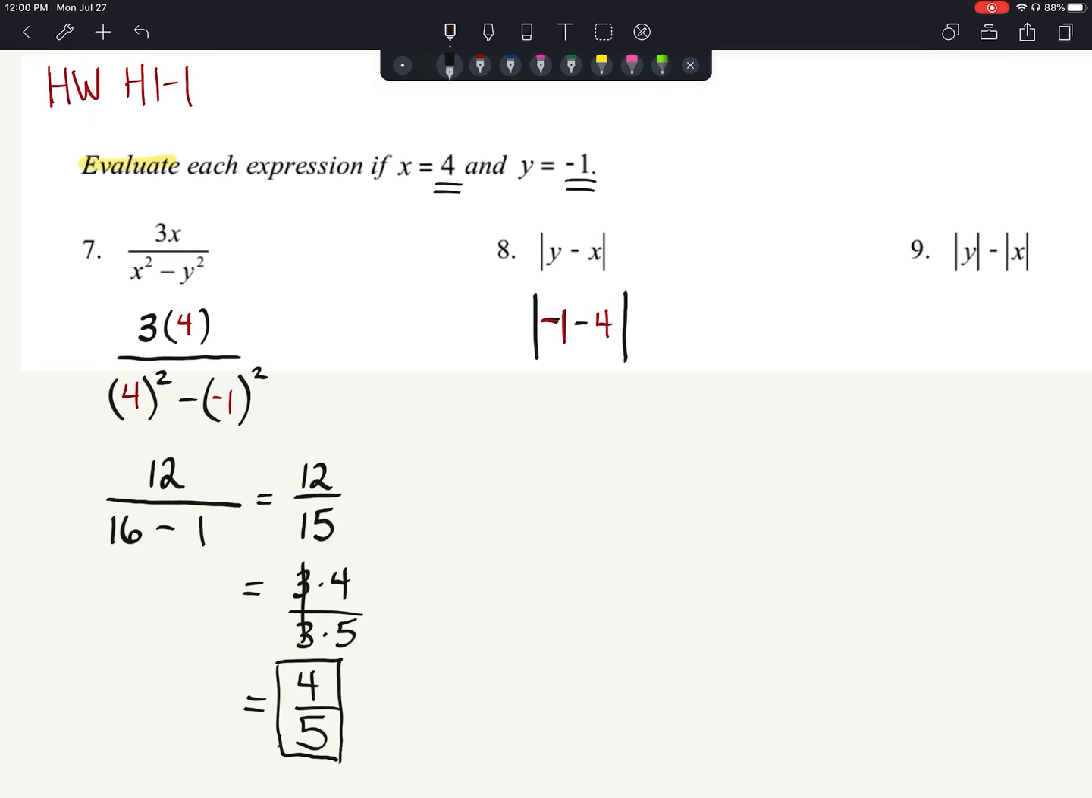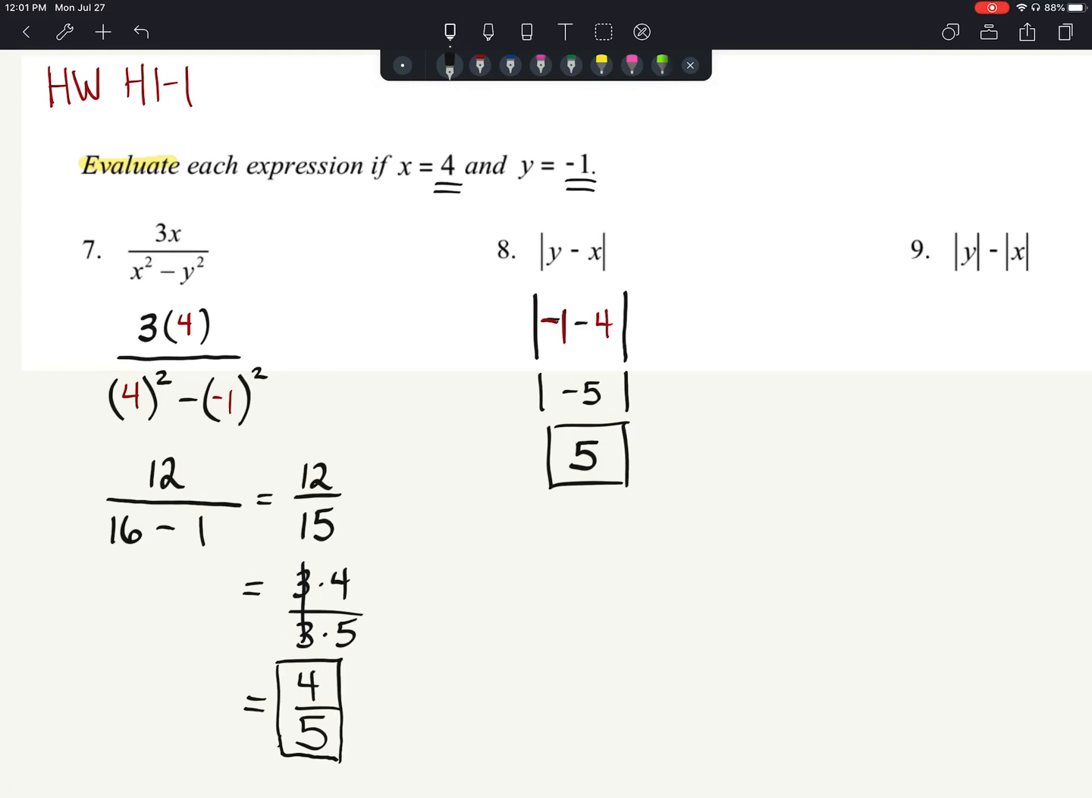Since we have those absolute value grouping symbols, we need to simplify inside first. So we have a -1 minus 4, which is going to give us that -5. And we're taking the absolute value of -5, which is asking how far from 0 is -5, which is 5 units from 0. So our answer for number 8 is +5.